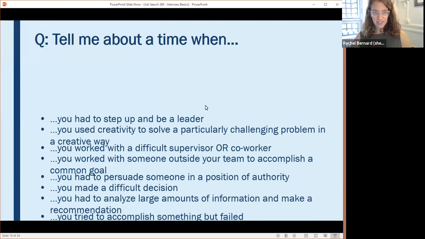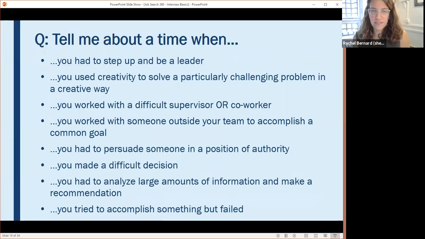So, here again are really common behavioral questions. Tell me about a time when you had to step up and be a leader, when you used creativity to solve a particularly challenging problem, when you worked with a difficult supervisor or coworker, when you had to persuade someone in a position of authority. All of these are examples of behavioral interview questions.